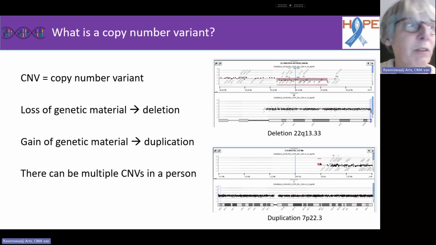You can also see a gain of genetic material. That's seen here for chromosome 7. Again, this is chromosome 7. Here you see a small gain. When we enlarge it, it's a very tiny gain at the end of chromosome 7. There can be more than one copy number variant in one person. And this is actually the case here, because this patient had a deletion of chromosome 22 in combination with a duplication of chromosome 7. So you can have multiple copy number variants in one person.